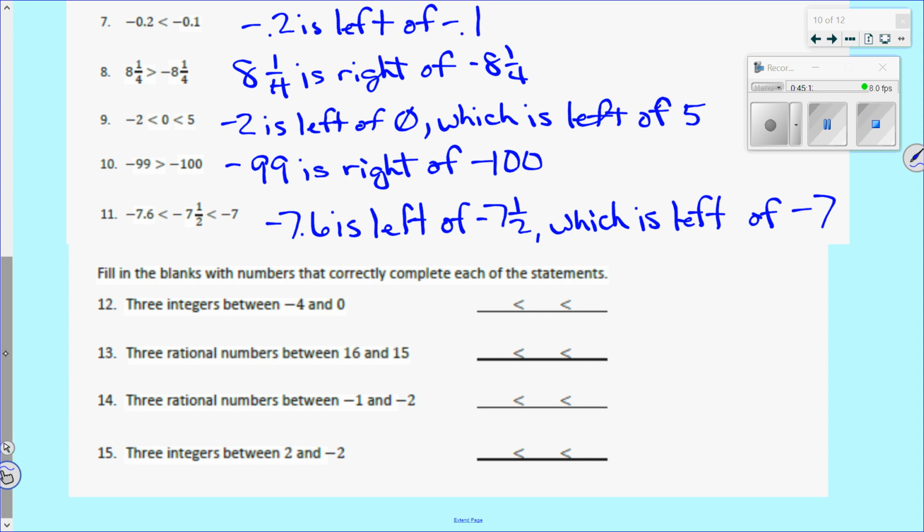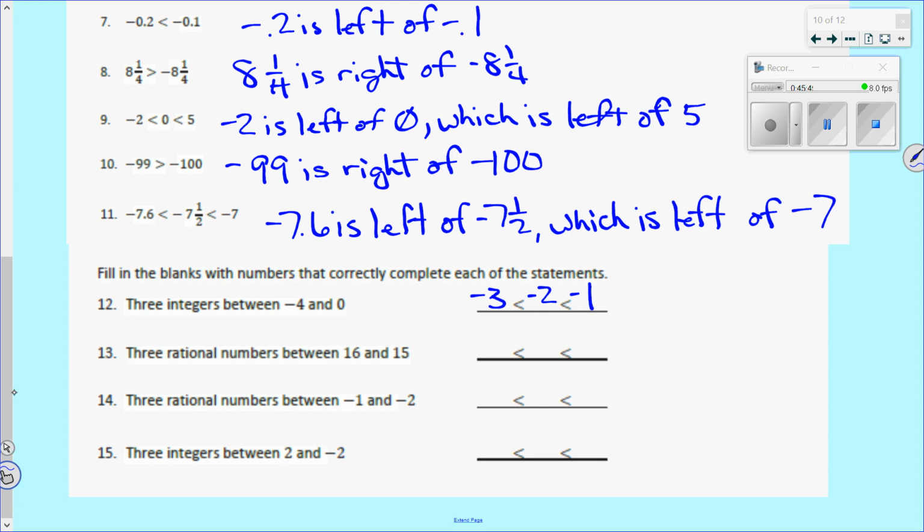Okay, our next set: 3 integers between -4 and 0. Pay attention to the symbols in between. The symbols are less than, so I'm going to start on the low side. Which is low, -4 or 0? -4. So start on the -4 side. It's got to be between: -3, -2, -1.